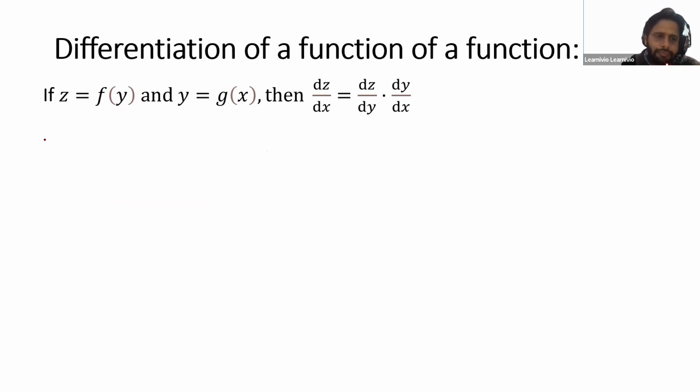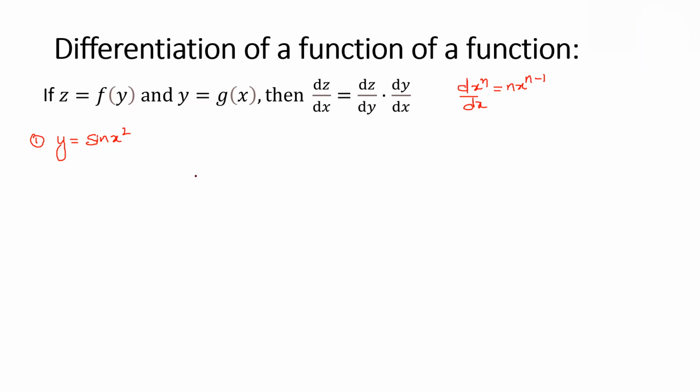So, for example, if we have a question like this, y is equal to sine x squared. And for you, I will write this formula because it will be required in further questions. So this is n x to the power n minus 1. If there is x to the power n, then the answer will be n x to the power n minus 1. Okay. Now y is equal to sine x squared.